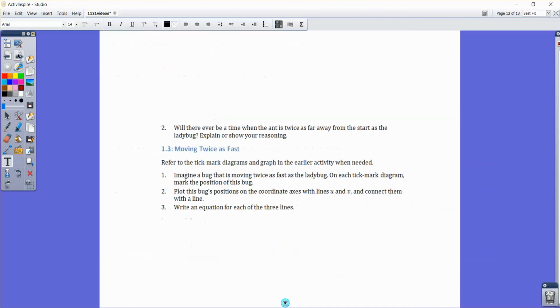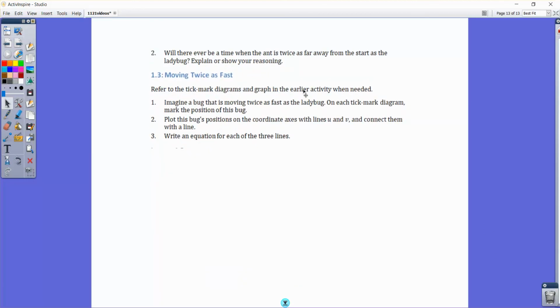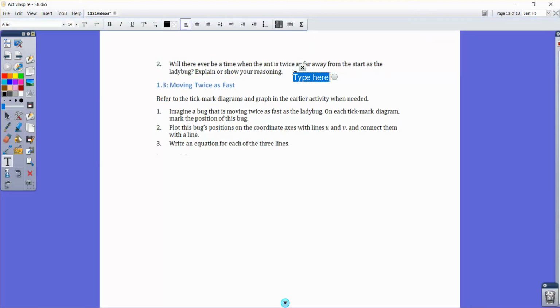Now, the only other question I can ask you about this particular diagram before we move on to the next section is, will there ever be a time when the ant is twice as far away from the start as the ladybug? Explain or show your reasoning. This one here, you may want to make either a double number line or a table of values. Make a table or double number line. If you're not familiar with a double number line, don't worry, we'll see plenty of them throughout this unit, but there's nothing wrong with making a table.